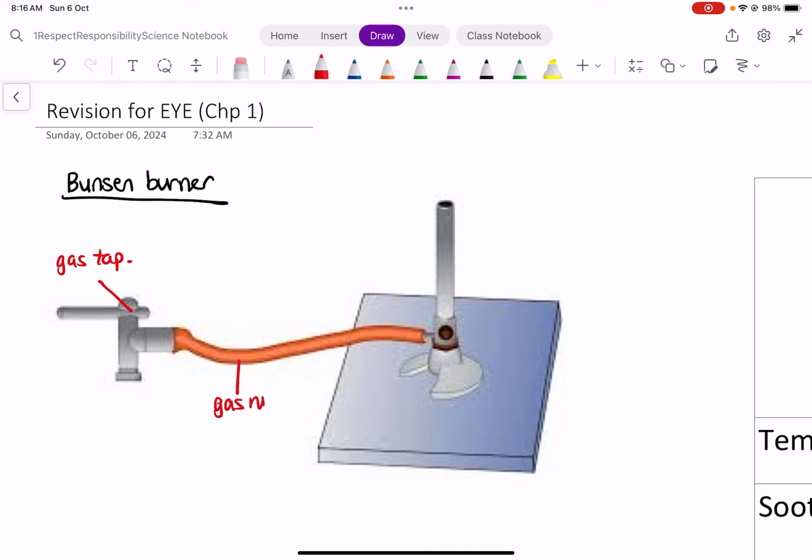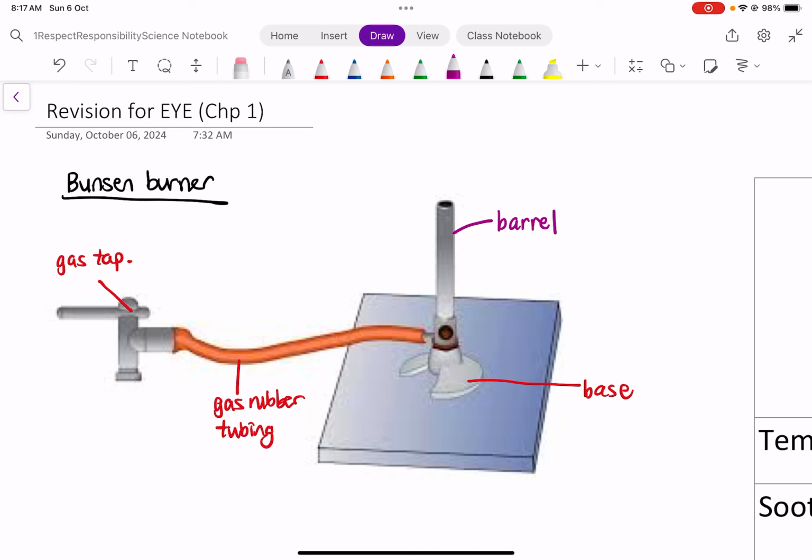So we have the gas rubber tubing. So it's the rubber tubing to transport the gas to the burner. Now the Bunsen burner always has a base. So the bottom of the Bunsen burner is known as the base of the Bunsen burner. And now we move to the vertical portion. Now the vertical portion is called the barrel.